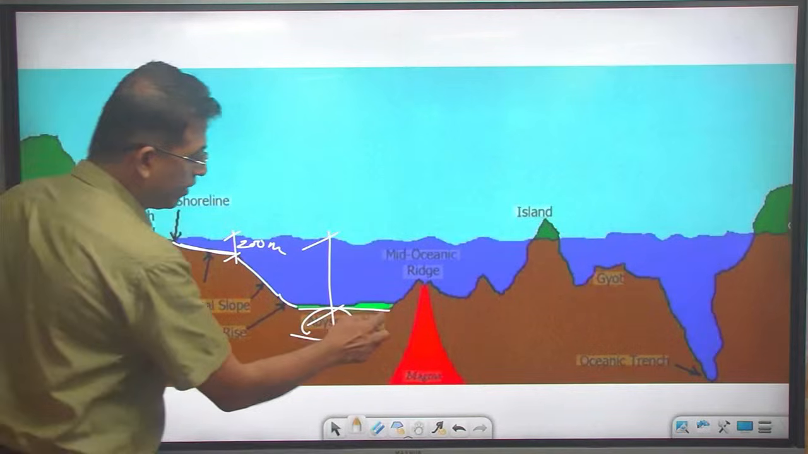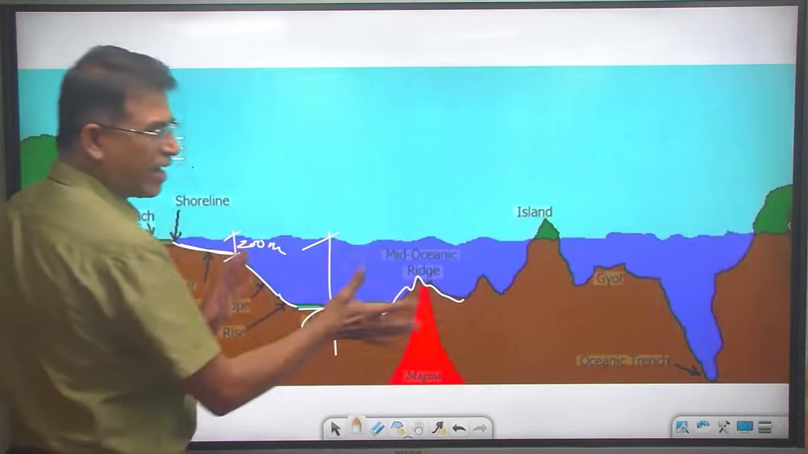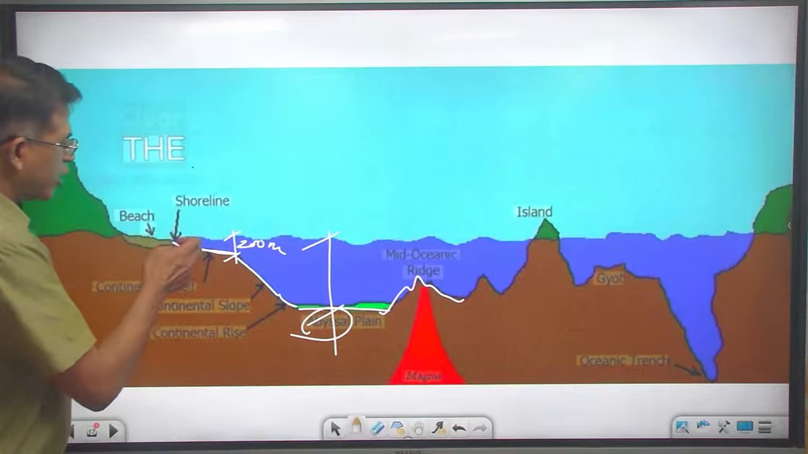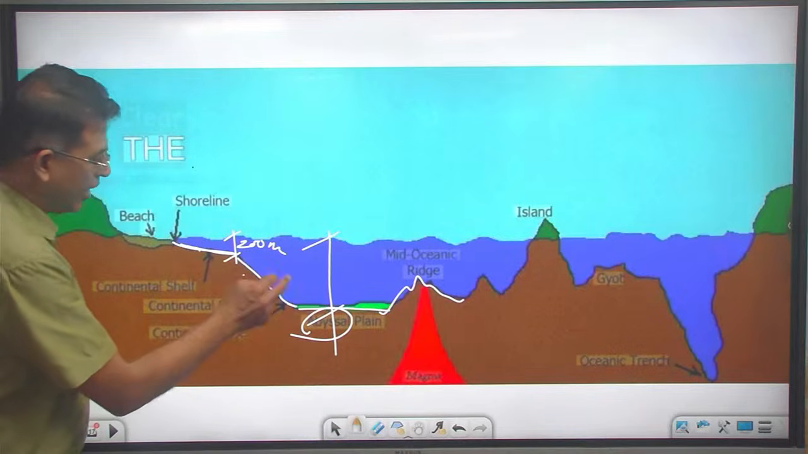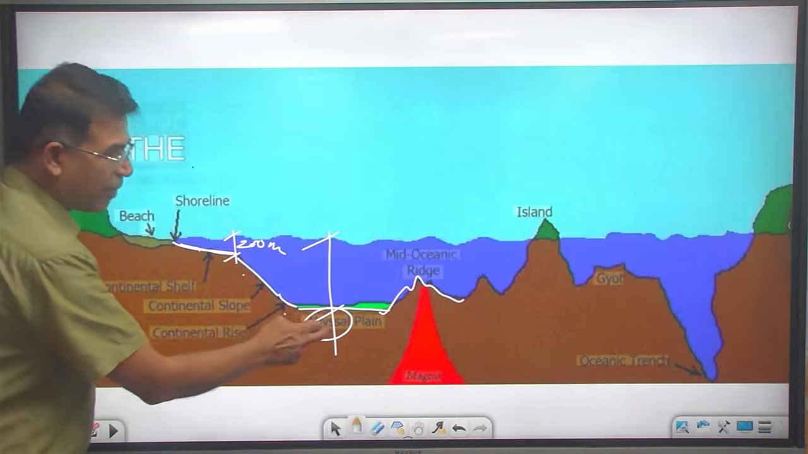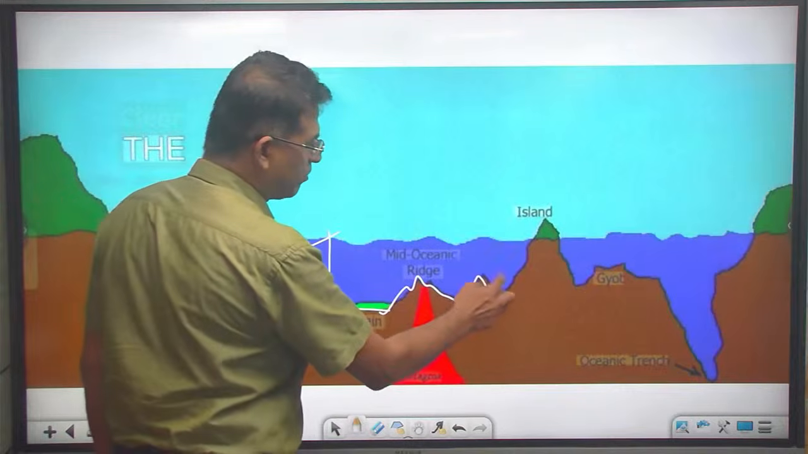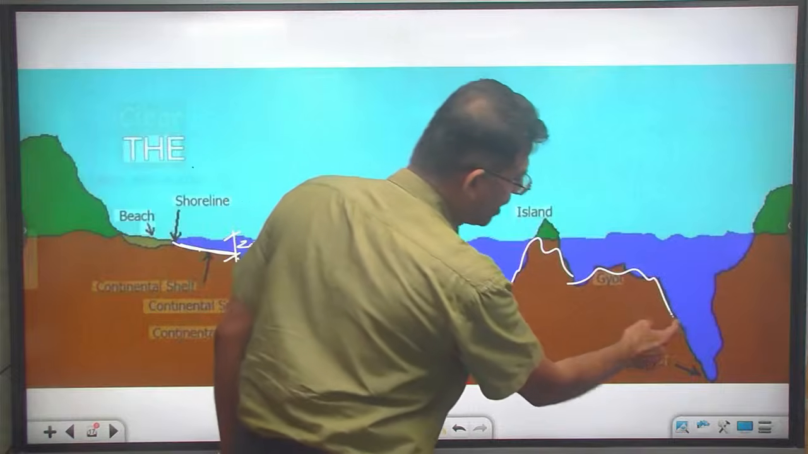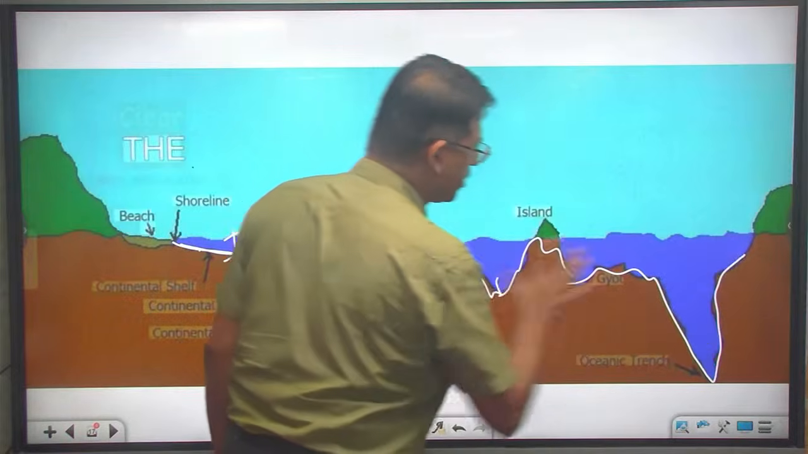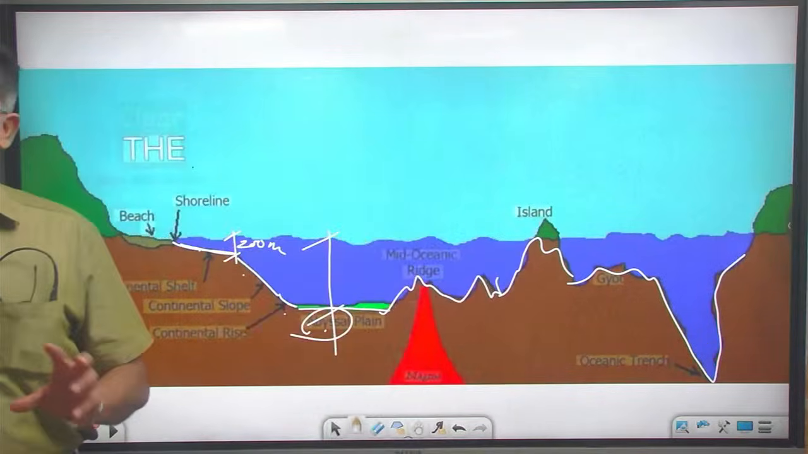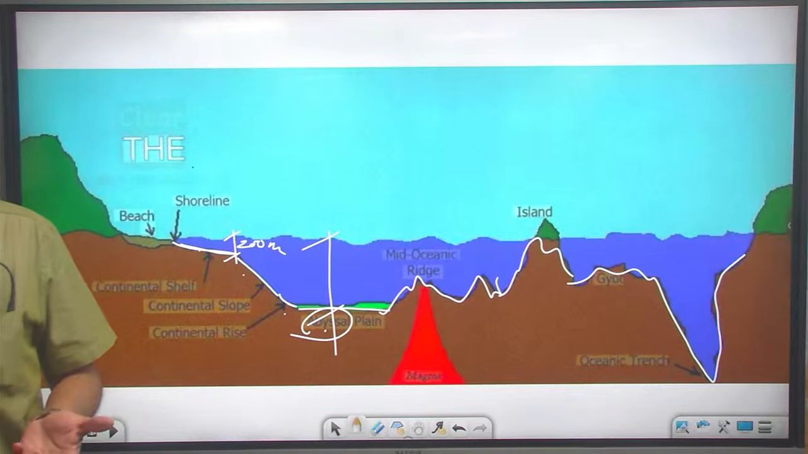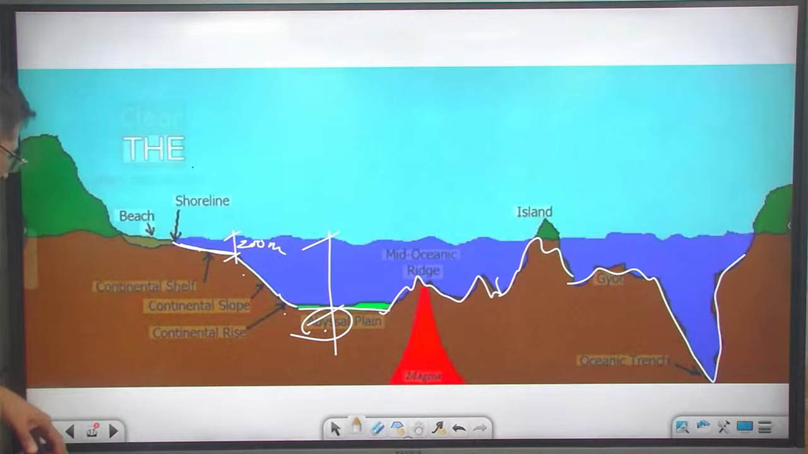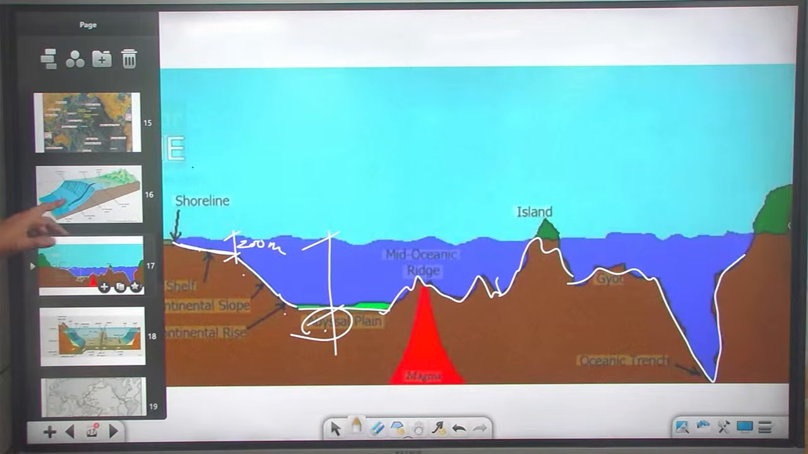And then we have the MOR system. This is a general diagram, not a typical one for any ocean. In general, there is a shelf, a slope, a rise, and abyssal plains. There are MOR systems, some volcanoes accumulating here, and then we have this deep trench here. This is a simple representative diagram of the ocean floor with its features.